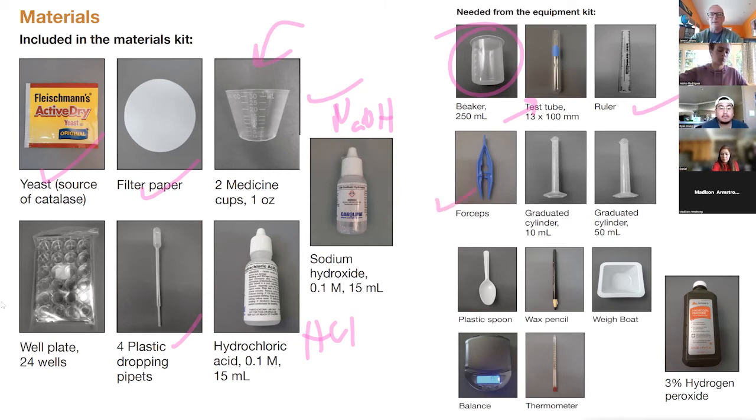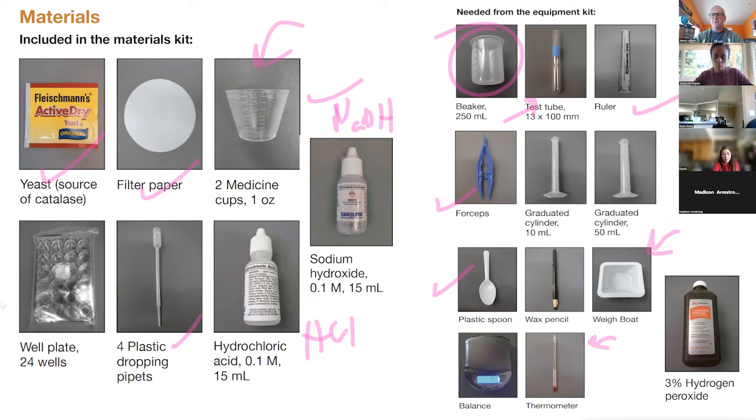You want to look for the blue forceps in there. Going to be using those quite a lot in this one. Both graduated cylinders, spoon to do your mixing, something to mark. If you don't have a wax pencil, you can use a Sharpie. That works too. Weigh boat for weighing the yeast, balance obviously for getting the mass of the yeast, and the thermometer is going to be super critical.